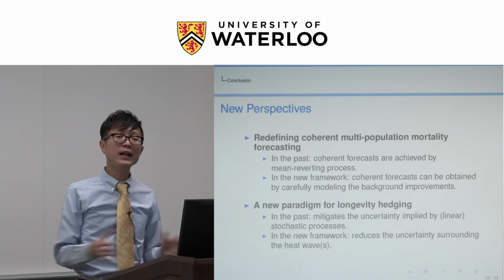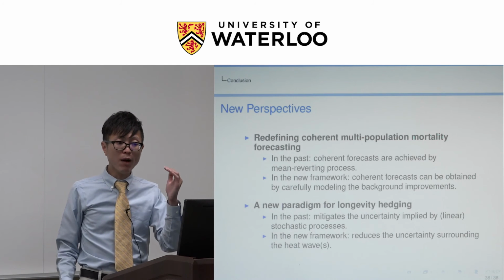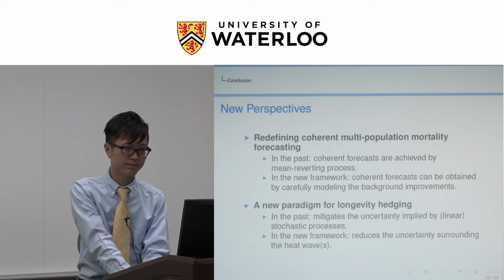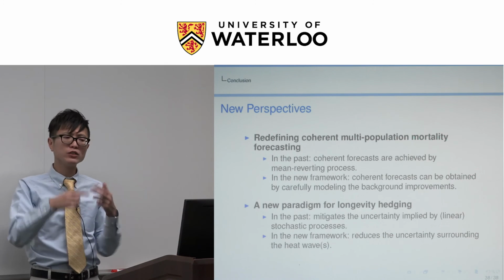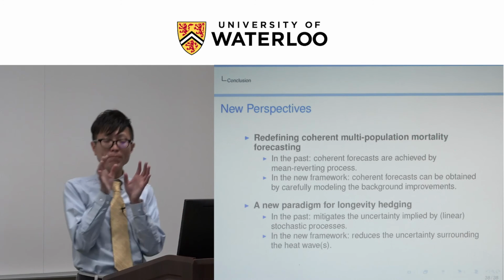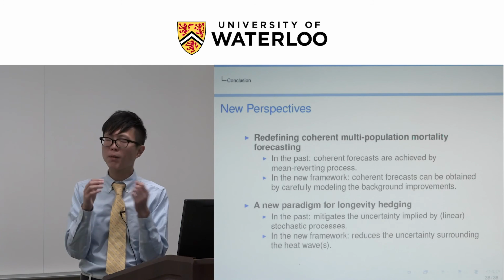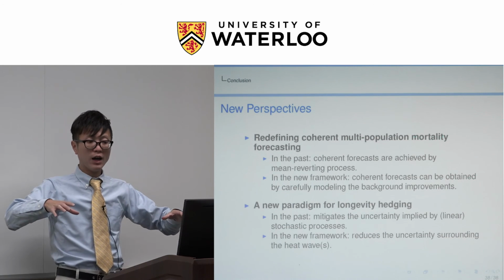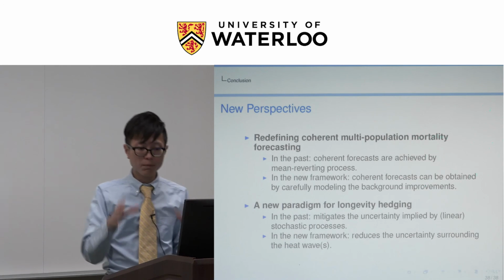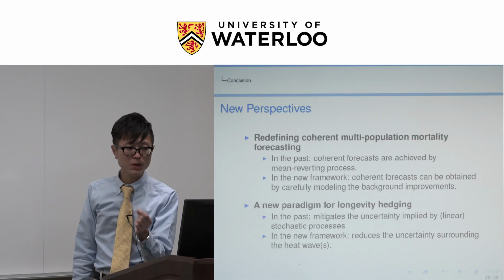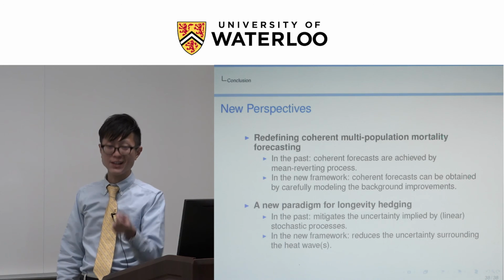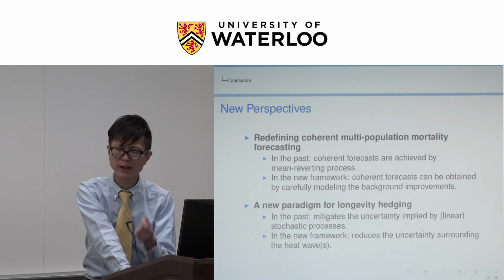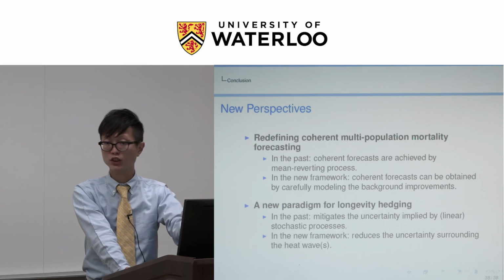And secondly, in terms of risk management, the heat wave model offers a new paradigm for longevity hedging. In the past, when developing longevity hedging strategies, we focused on mitigating the uncertainty implied by some linear stochastic processes, but in the new framework, the goal of hedging should be mitigating the uncertainty surrounding the heat waves, i.e. the uncertainty concerning the heat wave parameters, mu, h, and sigma.